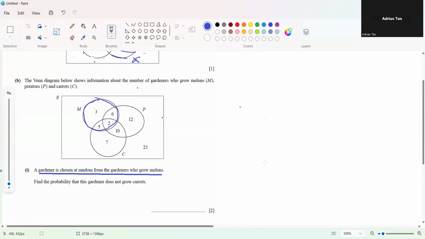So does not grow carrot means it's either this person or this person. In other words, the probability of no carrot is 3 plus 6 divided by 3 plus 6 plus 5 plus 2, which is the total. So from here it's 9 over 16. So this is done. So that is B1 complete. And then I think there was a B, yeah, there's a B2.